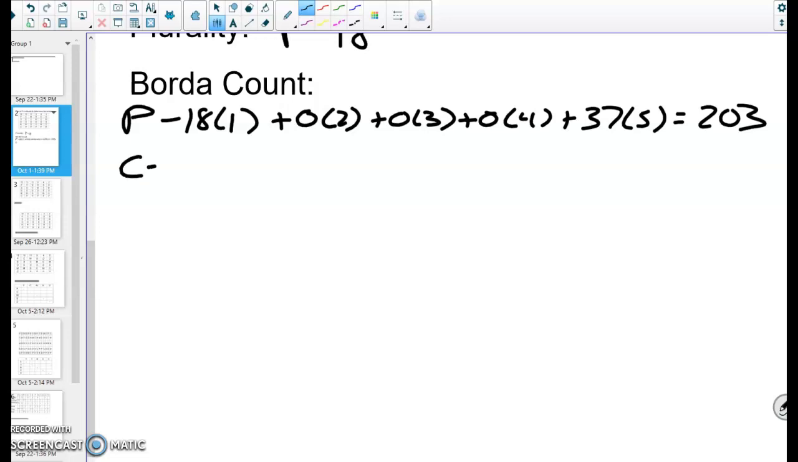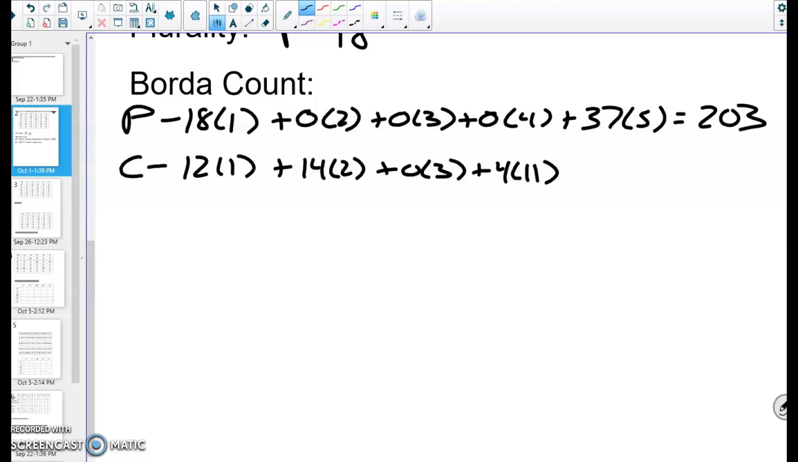Then I come to C. C had 12 first place votes. C had 14 second place votes. It's second place in the third and fifth column. So 14 times 2. C had 0 third place votes. C was in fourth place in the fourth and sixth column, so that's 9 and 2. That's 11 fourth place votes, and it was in last place in the first column, so 18 fifth place votes. You multiply and add, you get a total of 174.